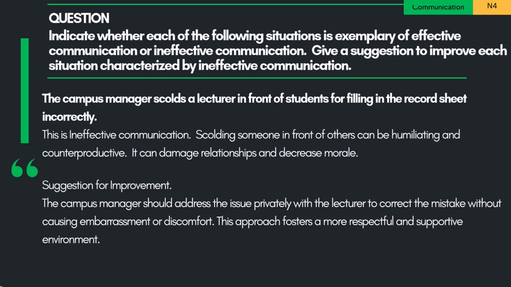Suggestion for improvement. The campus manager should address the issue privately with the lecturer to correct the mistake without causing embarrassment or discomfort. This approach fosters a more respectful and supportive environment.